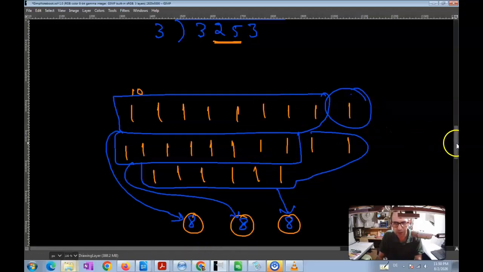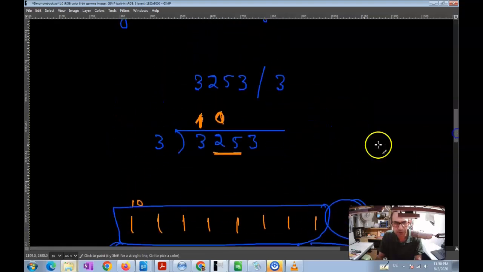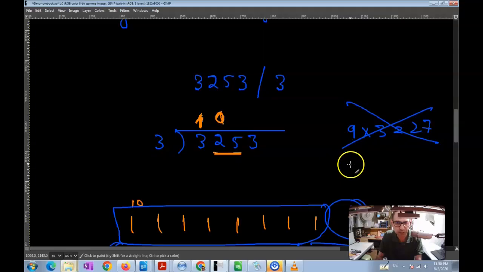So we will do the exact same thing over here. So we got the 8 over here. Now I ask the question again. 3 goes into 25 how many times? That's 8 times, because 8 times 3 is equal to 24, but 9 times 3 is equal to 27, which is larger than this number. So I cannot go with 9, I have to go with 8, which means that 8 times 3 is equal to 24, and now I can write the 8 over here on top of 5.